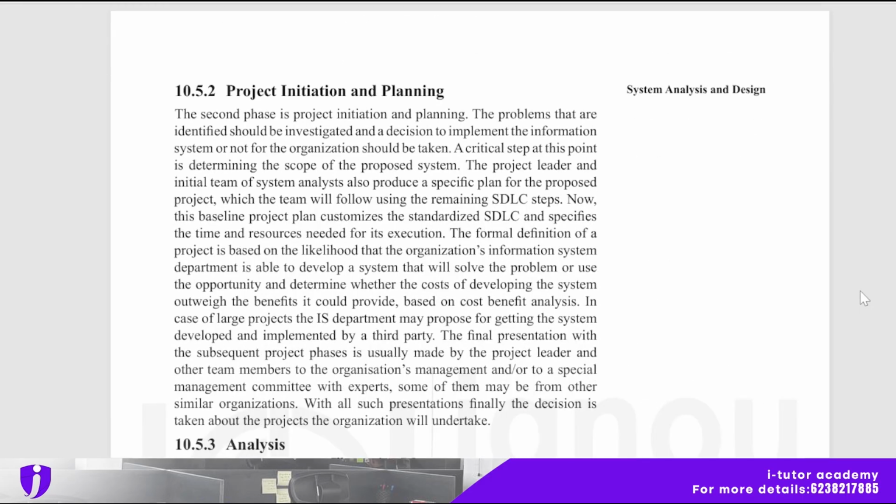In the second phase, the problems that are identified should be investigated, and a decision whether or not to implement the information system for the organization should be taken. A critical step at this point is determining the scope of the proposed system, and the project leader and initial team of system analysts also produce a specific plan for the proposed project, which the team will follow using the remaining SDLC steps.